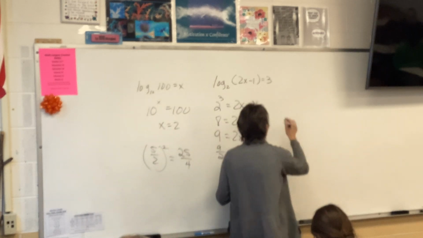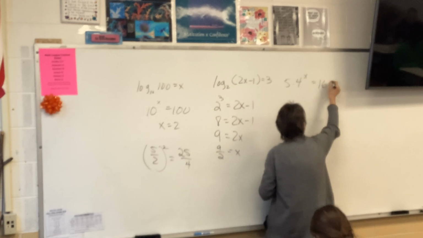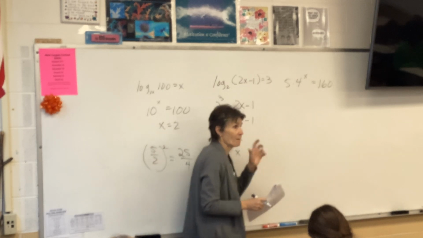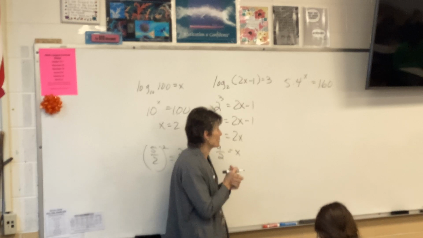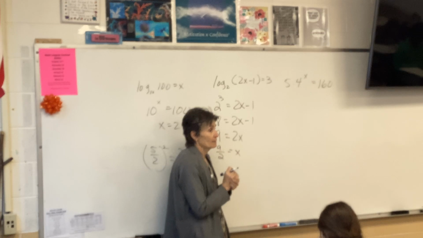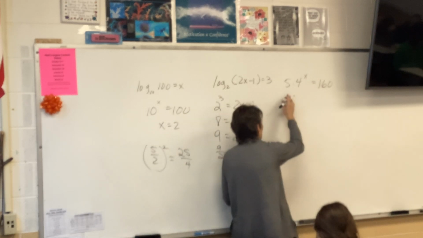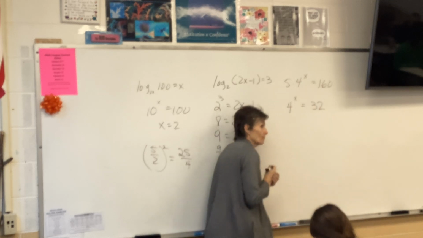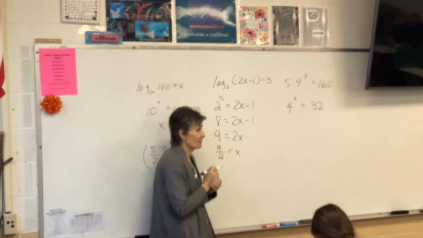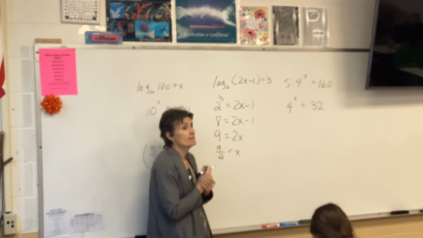Well, B certainly doesn't look easy. What are we gonna do with B? Remember, this is only baby calculator, right? So we don't have our big calculator for this. So what are we gonna do first? Divide by 5. Always, always, always divide by that number. So 4 to the x equals 32. That's 160 divided by 5. Okay, now what?